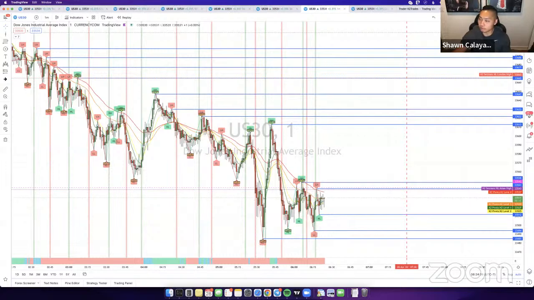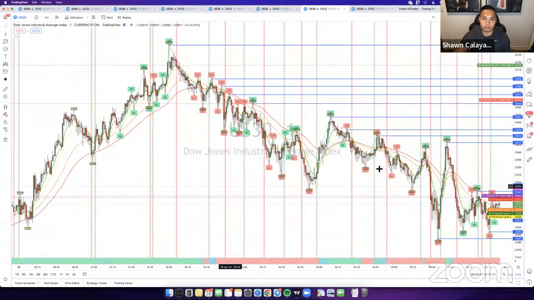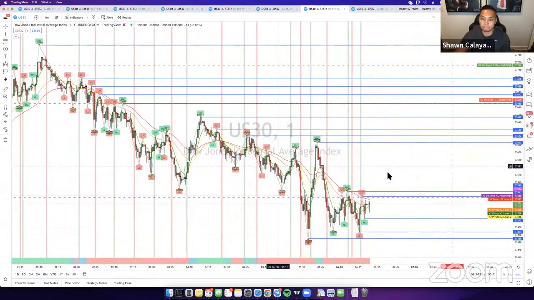All right, guys. So good morning, everybody. It's 6:24 right now. Market's going to open in about 6 minutes. I've marked up liquidity already. As you guys can see, there's a ton of liquidity on the top, but there's also liquidity on the bottom. So with that said, let's take a look at the retail sentiment.